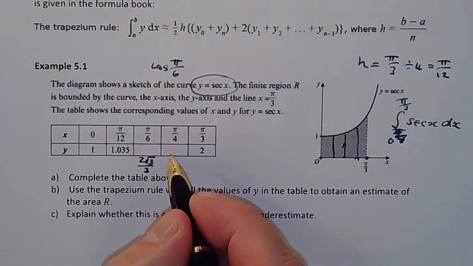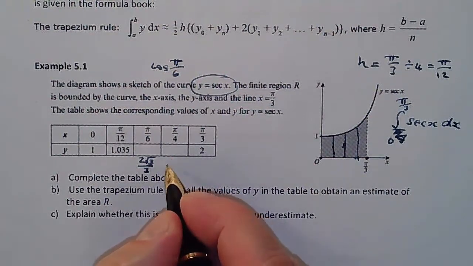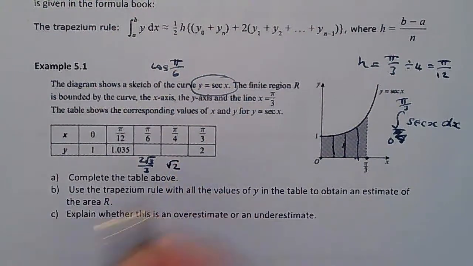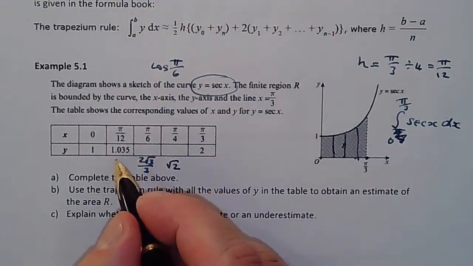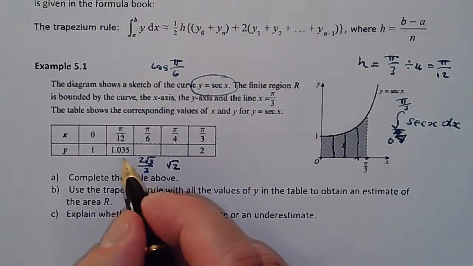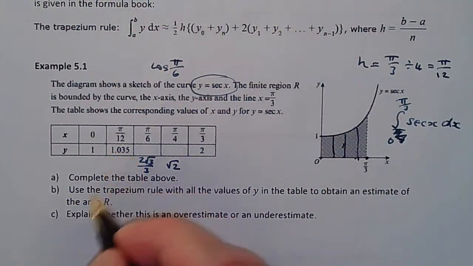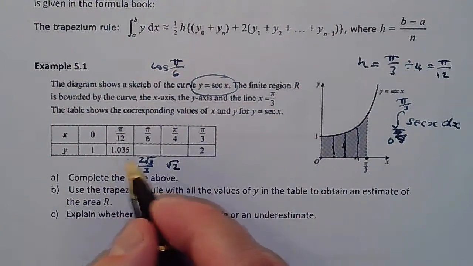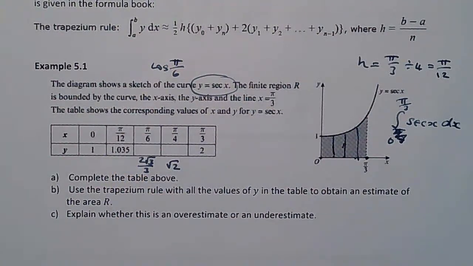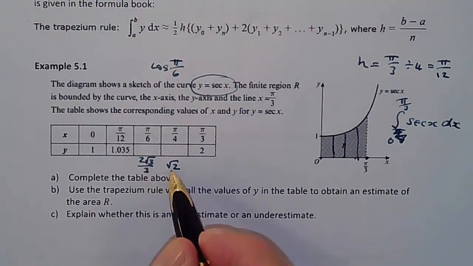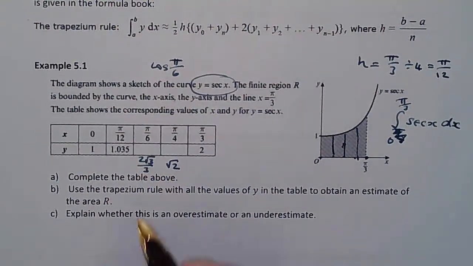And for this one, sec of pi by 4, well, cos of pi by 4 is 1 over root 2, so this is just root 2. Okay, and if you can fill in exact values, that's a good idea. Here they've had to round it to 4 decimal places. If you're going to round to 4 significant figures, I'm not going to trust my final answer to more than 3 significant figures. They've done that for us. But if you can leave it as an exact form, then I recommend you do that.